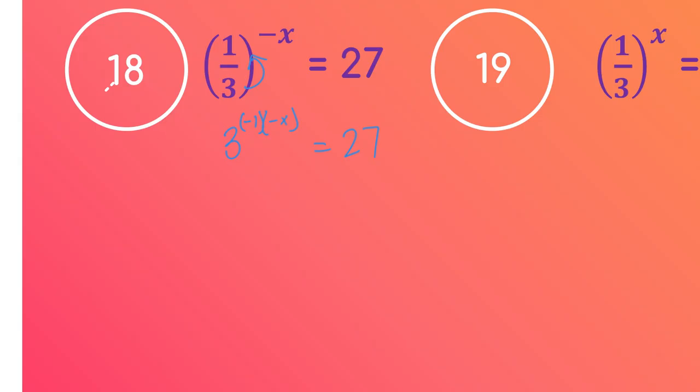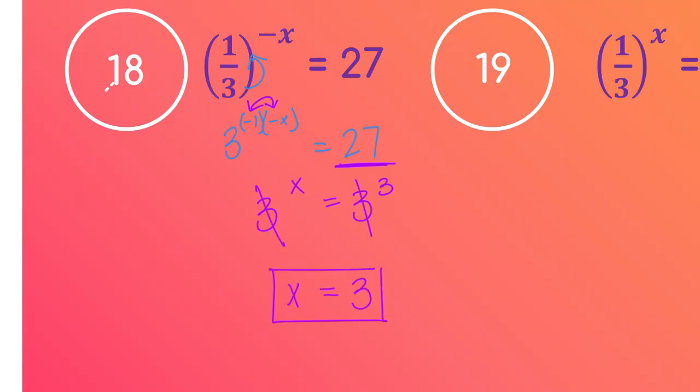So going ahead and changing this, 3 to the power of 3 gives me 27. And then multiplying these two together, I'm going to have 3 to the power of x, because a negative times a negative is a positive. And the 3's are going to cancel out, and super easy, x equals 3, and that is my answer.